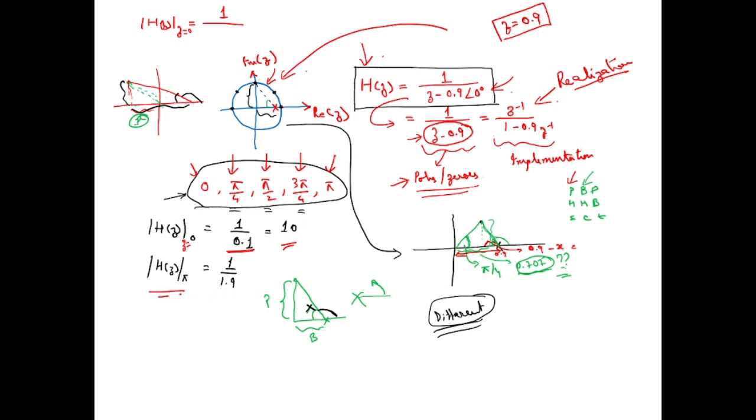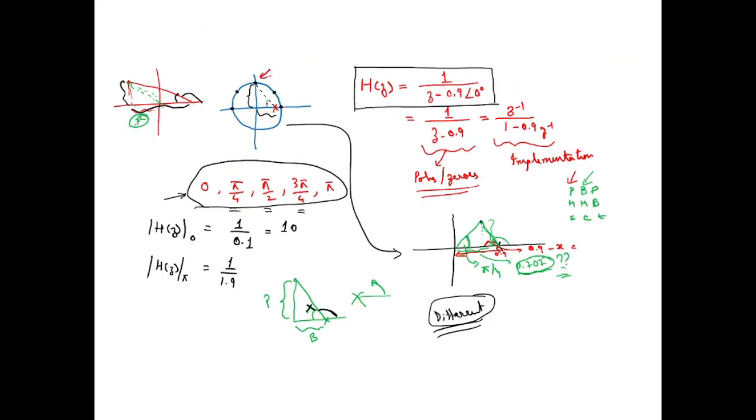Similarly, H(z) at z equals pi, we have 1 by 1 plus 0.9, which is 1.9. So this is greater, this will be something smaller. So you need to find out the amplitude response at these three positions now. Can you do it for me? How will you do it? I will give you the simplest answer.